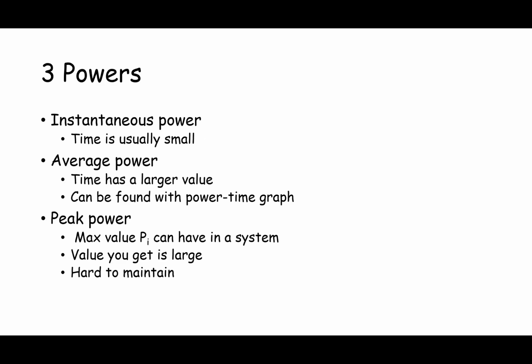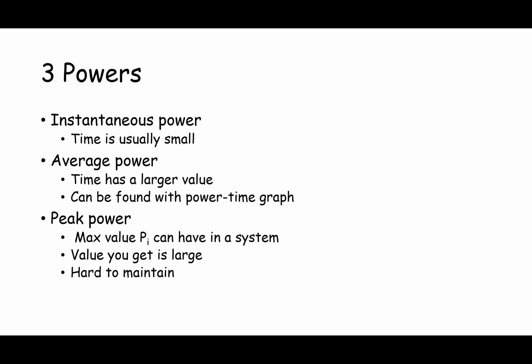So there are three major types of power. There's instantaneous power, so this is when you want to find the power of something at a very specific point in time. So time is usually very small. Then we have average power, so this time we have time as a larger value because it's over a longer span of time, not just at a single point. And it can also be found with the power time graph.